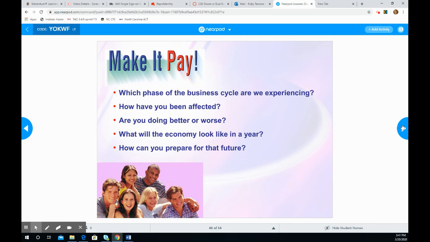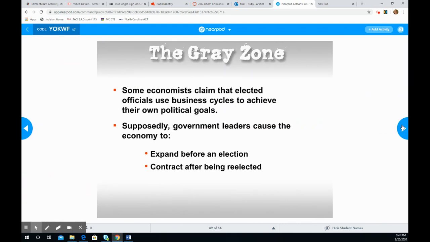So think about this time, 2021, and what's happening now. How can you prepare for the future? So let's think about this for a minute. This is kind of the gray zone. You always hear people say it's either black or white. Not necessarily. This could be the gray area.